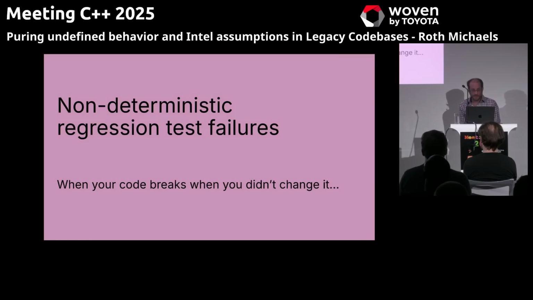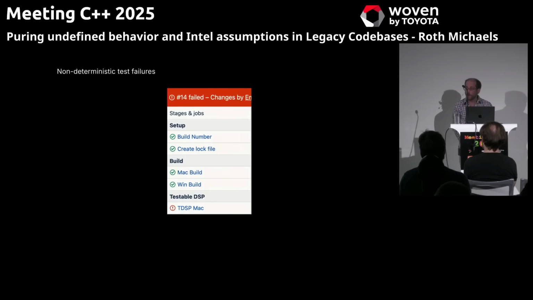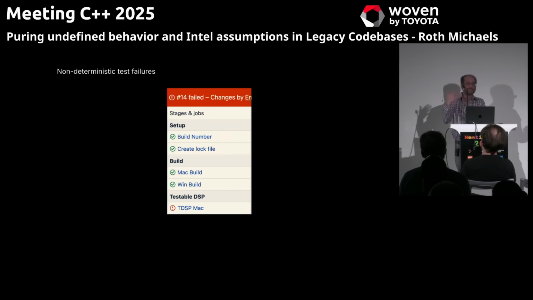Another example I'd like to talk about are non-deterministic regression test failures. So when your code breaks when you didn't change anything. We have a library for doing regression tests on our signal processing code. Not the entire product, but we build every piece of DSP we have as an individual DLL, and we can compare a gold blessed version of that with your new builds, and we check, is the output the same? And by the same, we mean within minus 100 dB difference. Basically, to human ears, is it the same?